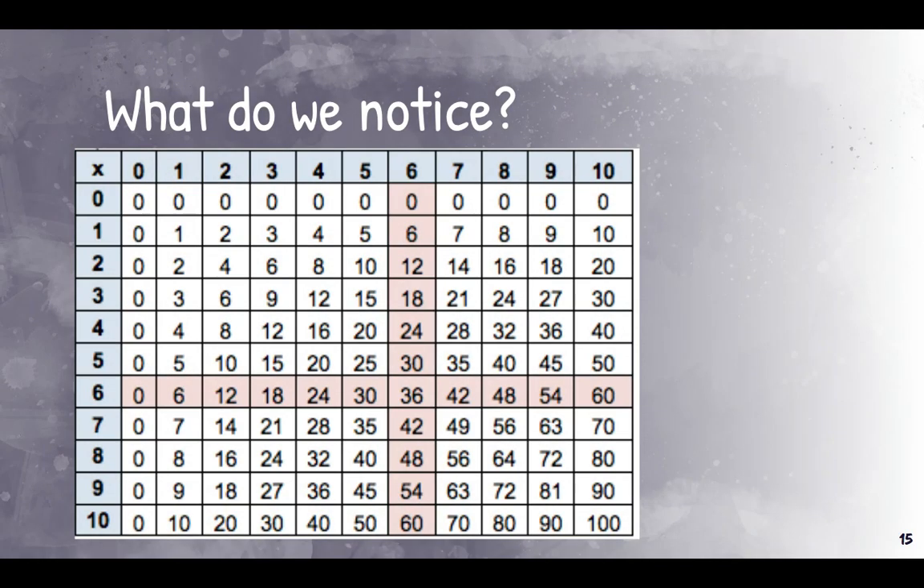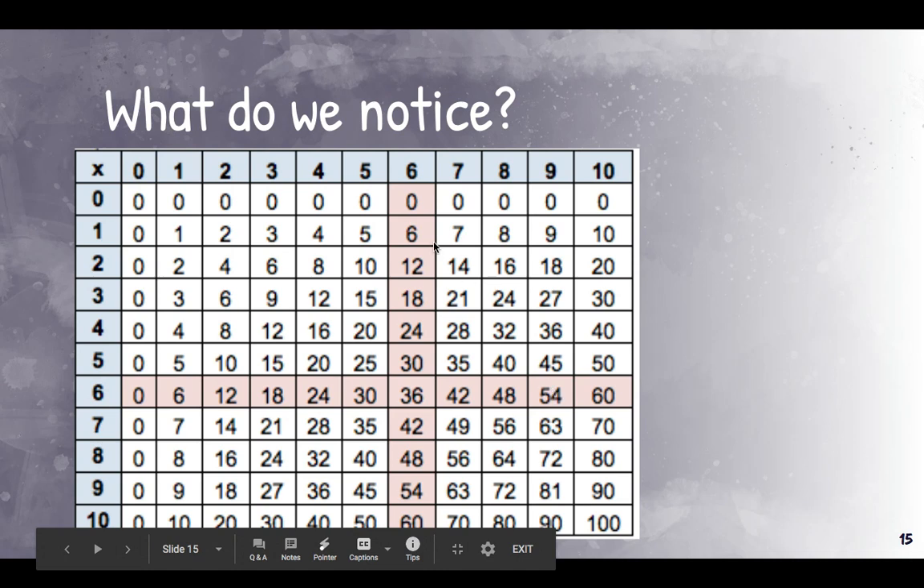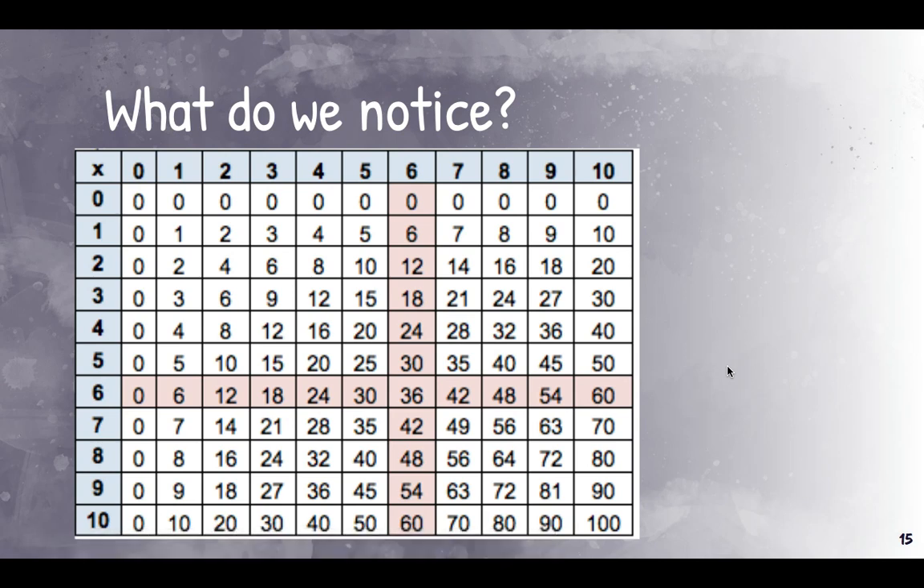So I want you to take a look at this multiplication table. We're going to take a look at what is highlighted in pink, both the column and the row. I'm going to give you a minute to think about what you notice, what some rules that apply to the highlighted pink.